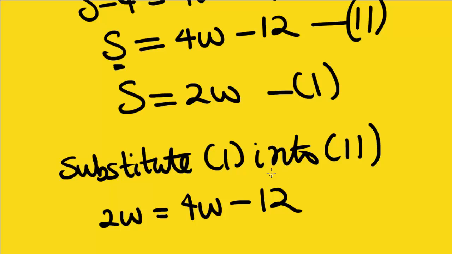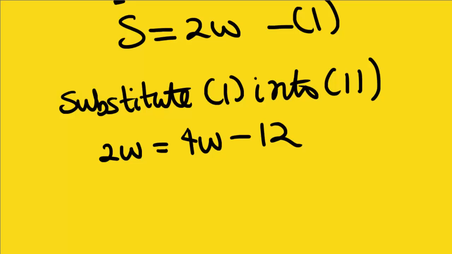So why do you substitute? Well, the aim of substitution is to have an equation that only involves one variable, which is what we have here. The equation we obtained only involves W. And the reason why that is done is because when you have one equation and one variable, you can easily solve for that variable.